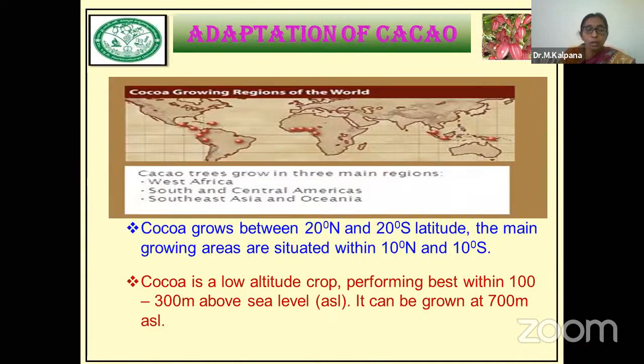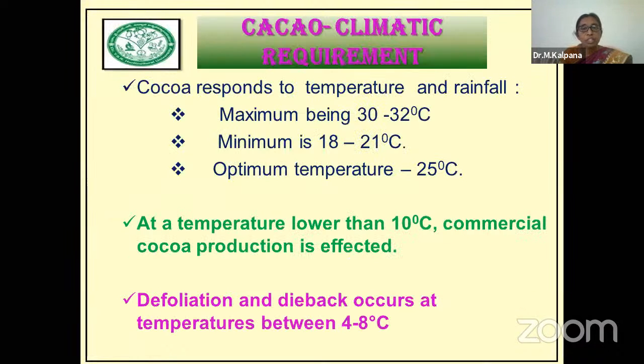Regarding the adaptation of cocoa, cocoa is grown between 20 degrees north and 20 degrees south latitude. The main growing areas are situated within 10 degrees north and 10 degrees south, near the equator. So cocoa is a low altitude crop, performing best at 100 to 300 meters above mean sea level. It is also grown at 700 meters above mean sea level. Then coming to its climatic requirement, cocoa responds well to temperature and rainfall.